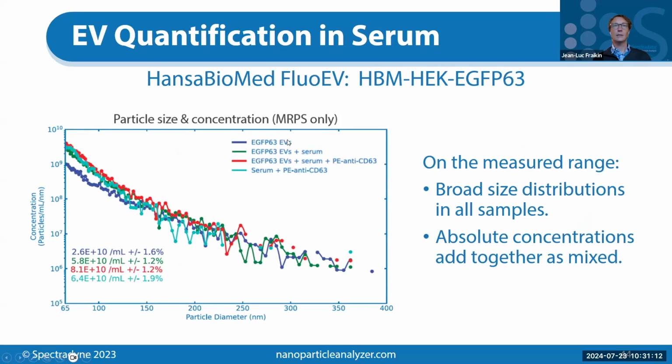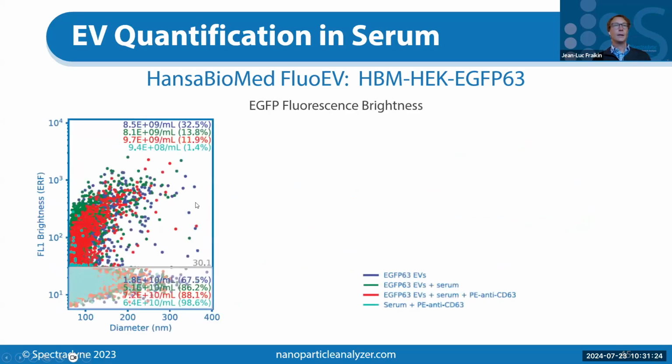And if you notice, EVs by themselves in blue are the lowest concentration. Concentration goes up when you add the serum, right? Because the serum is a higher concentration than the other one. So concentrations are additive, okay? And now let's look at the fluorescence data.